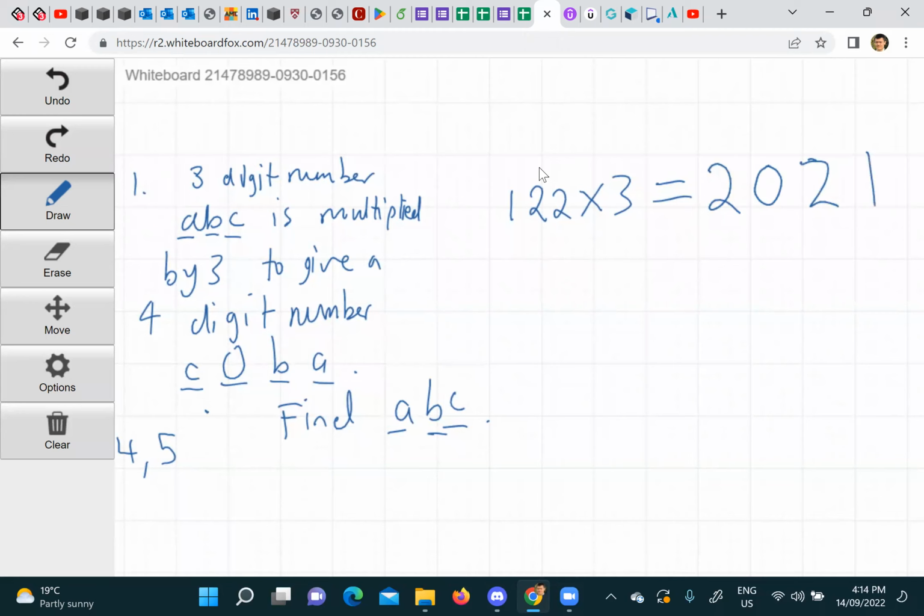So the question is, is 122 times 3 equal to 2021? Is that actually true? Okay, and if that's true, then you found your answer. But if it's not true, then 122 is not your answer. Does that make sense? Yeah. Okay, so please tell me, do you understand what the question is? Yes? So you understand what the question is saying?